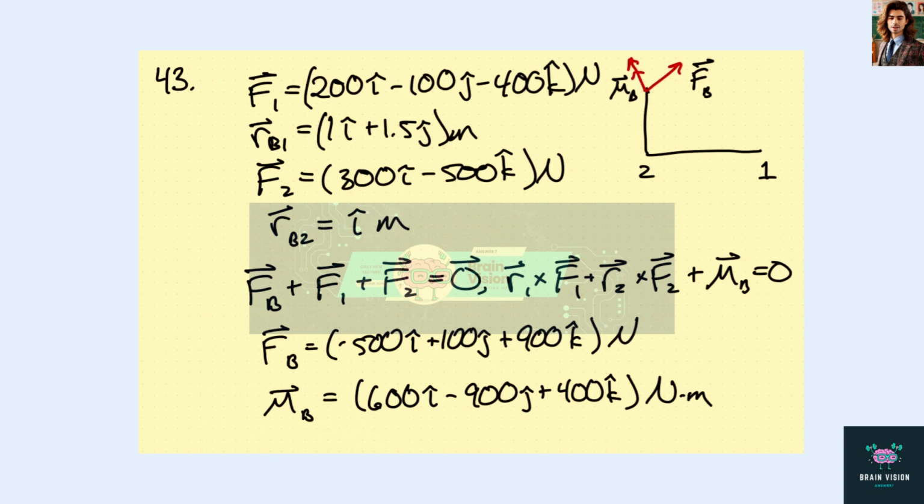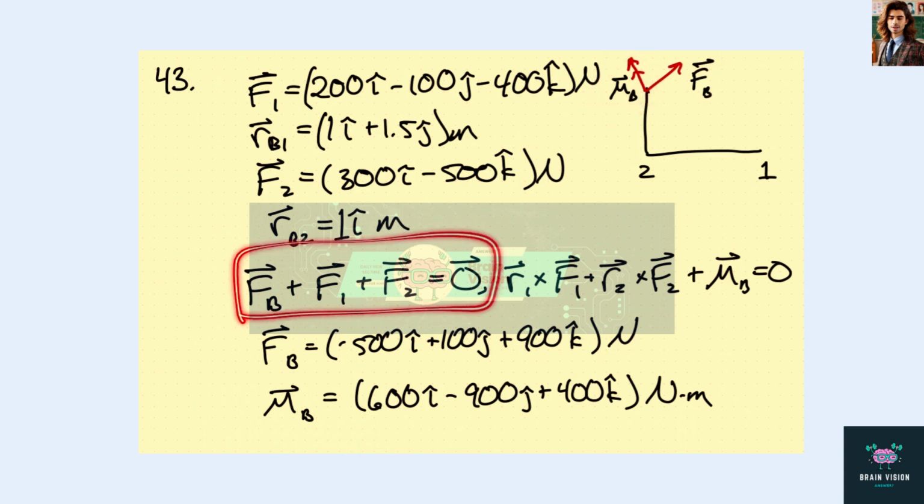z direction. The position vector from B to 2 is just 1 meter in the x direction. So I should put a 1 in there just to make it more clear, I guess. So we have 3 force components here. That's fine. 3 moment components here.